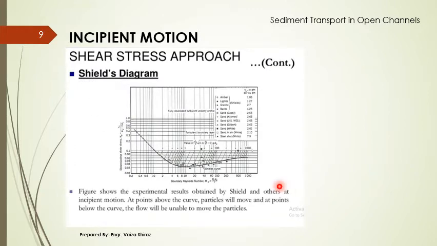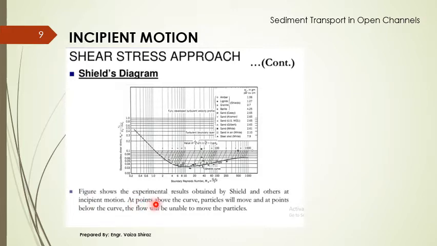So this is the basic figure which is given by Shields. Along Y you have the dimensionless shear stress parameter, and along X you have the boundary Reynolds number. So the figure shows the experimental results which are obtained by Shields and other researchers. So you can see different points for different researchers at the incipient motion.